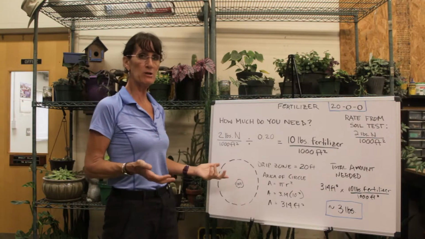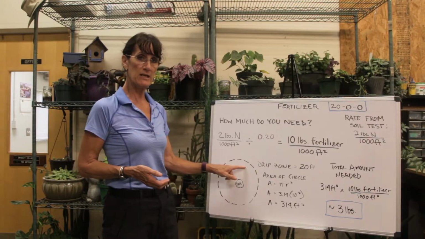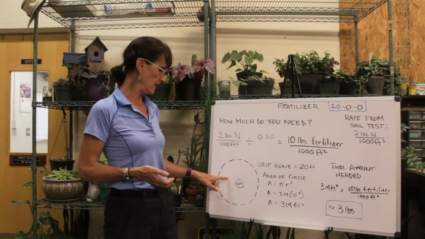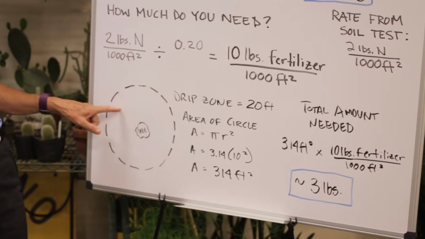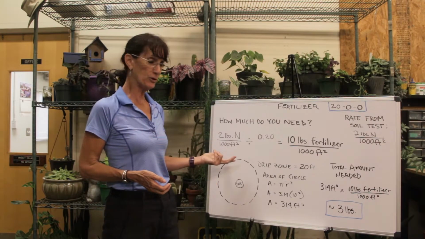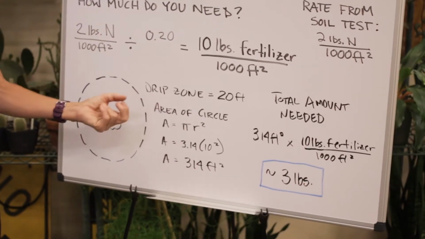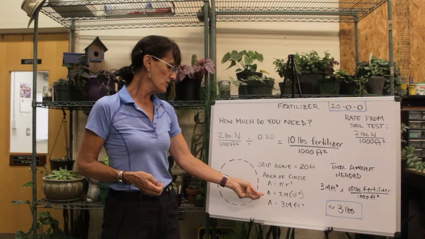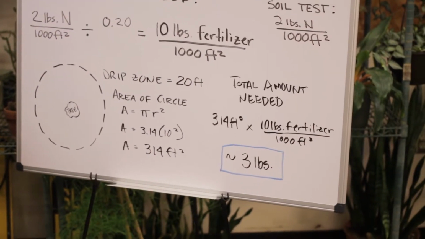In this case, because I'm going to be talking about fertilizing woody plants, I've got the drip zone indicated for this particular tree. And you'll see the drip zone of this particular tree is 20 feet across. And so the area of that is calculated as the area of a circle, which is pi r squared. And so we come up with the radius being, remember, half of the diameter. So the area for this particular circle is 314 square feet.